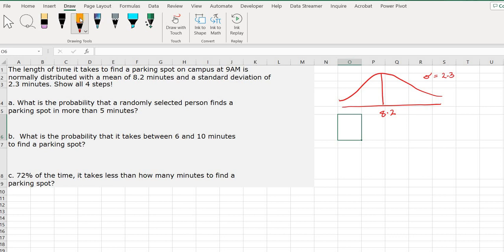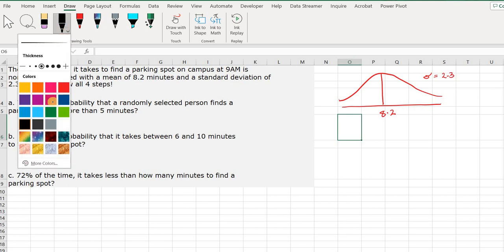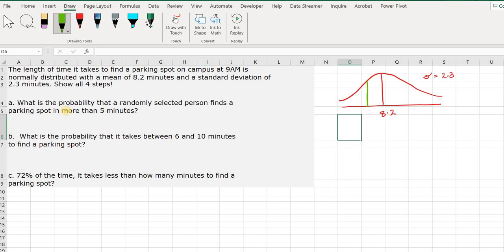What is the probability that a randomly selected person finds a parking spot in more than 5 minutes? So 5 minutes is represented with this line right here because it's less than 8.2. And then more than is basically the area to the right. So that would be step number 1.